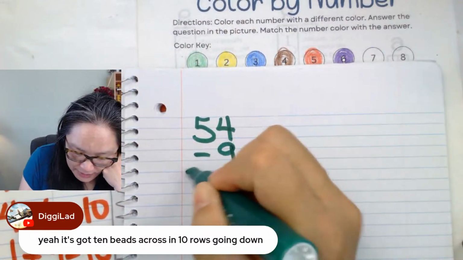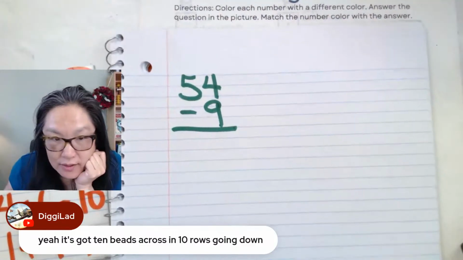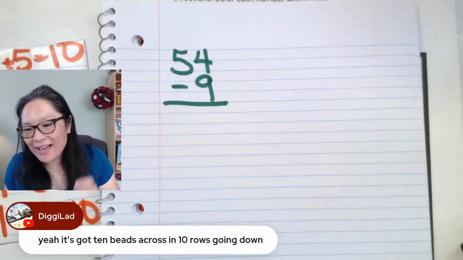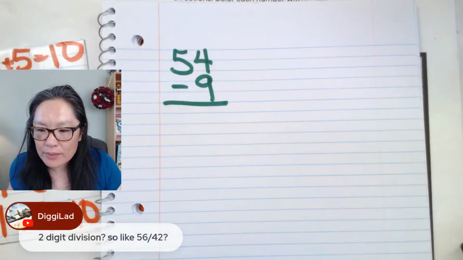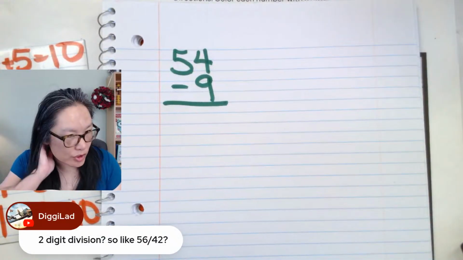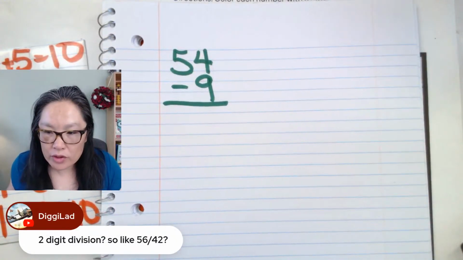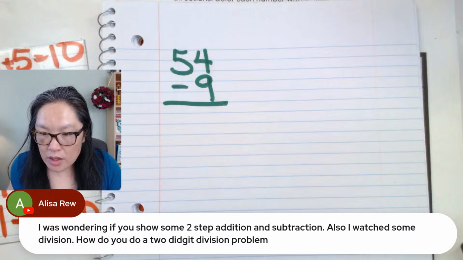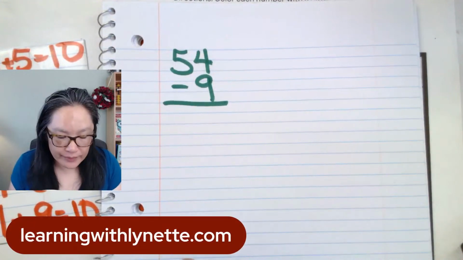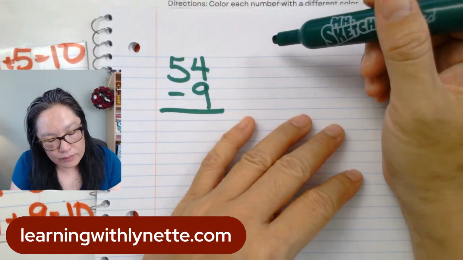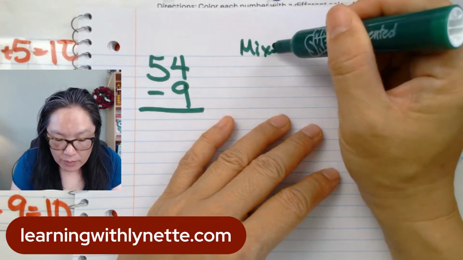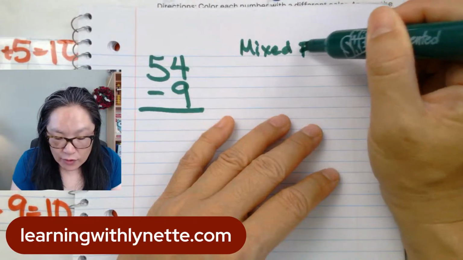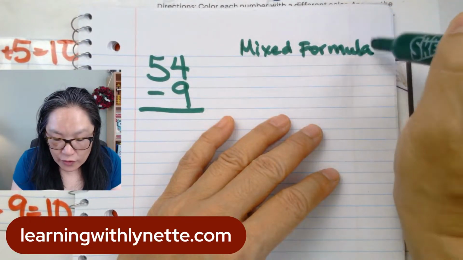54 minus 9. This is more than two step. Two-digit division like 56 minus 42, yeah, we would do something like that, but I would like to have it zero out so it's easier to understand. The first thing we're going to do is a two-step equation. I call it two-step. In abacus world, they call it mixed formula, but I don't like this terminology because it goes further than that.